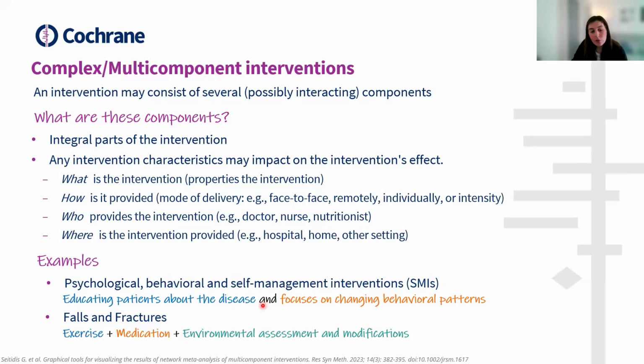For another example, in falls and fractures, suppose that we are interested in reducing falls and fractures, and such an intervention may include exercise, medication, and environmental assessment and modifications. So these are three different components. Medication could include some vitamins, vitamin D, for example, and environmental assessment could include things like improving the lighting in rooms or using some non-slippery surfaces. Also, any combination of drugs can be considered as a multi-component intervention.